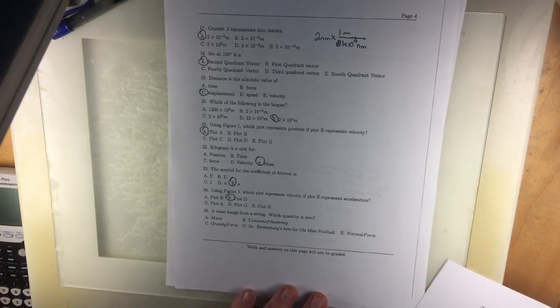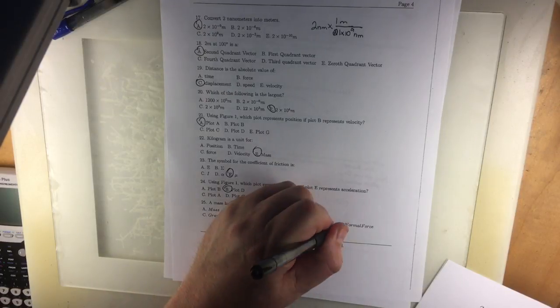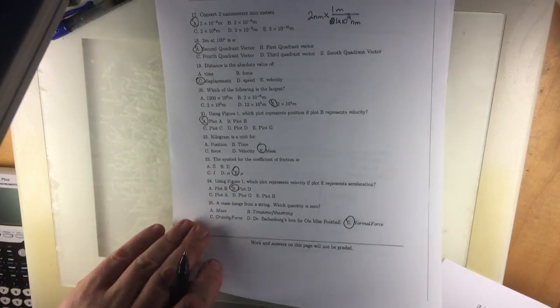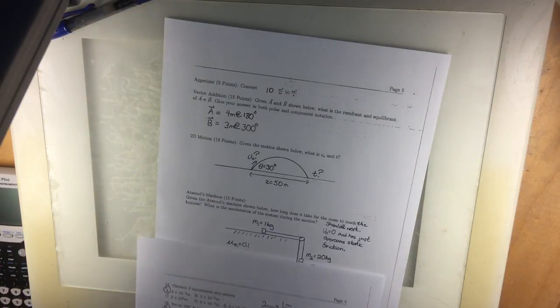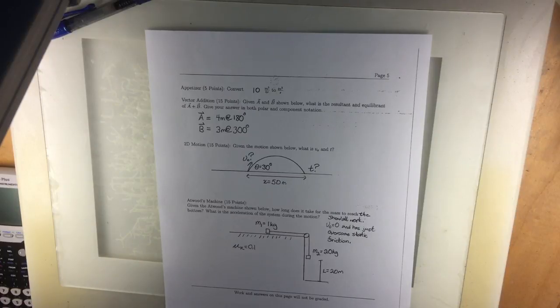A mass hangs on a string. Which quantity is zero? Normal force. The only way that you can have a normal force is if it's resting on another object. So that is the multiple choice for this one. I think we're getting a gist of what it is. I'm not going to do the other multiple choice versions, but it's really just the same thing over and over again.